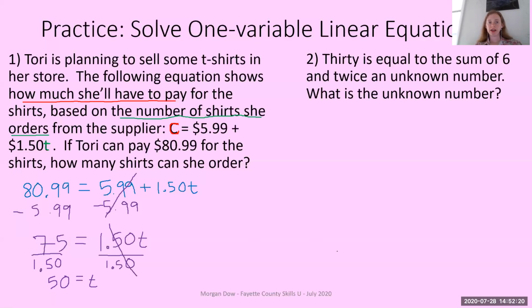All right, our final problem for today, number 2. 30 is equal to the sum of 6 and twice an unknown number. What is the unknown number? This problem is kind of interesting because it's not really giving us a real world situation. This is more like a riddle or a puzzle where we need to figure out the unknown number.